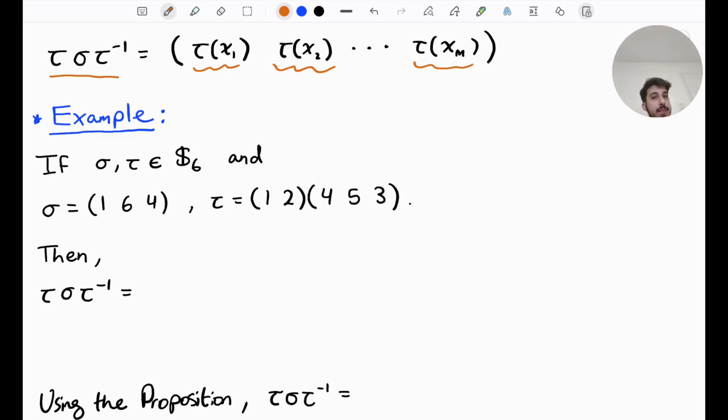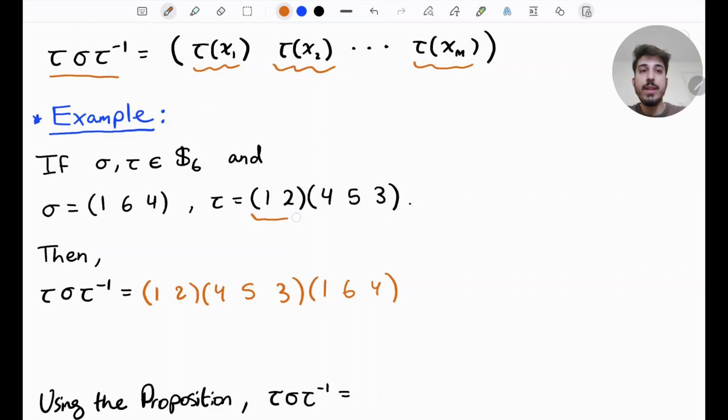The first way is explicitly, the second way is using the proposition. And you will see for yourself which is the faster way. The first way is to just write down tau, sigma, and tau inverse. Well, tau inverse, we need to know how to write the inverse of a cycle. So we will write the inverse of this and the inverse of that.